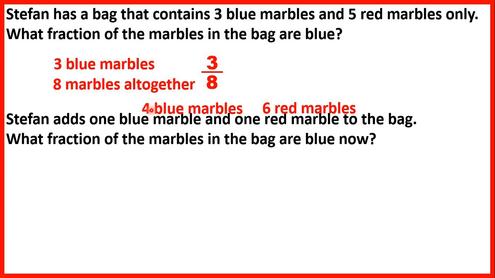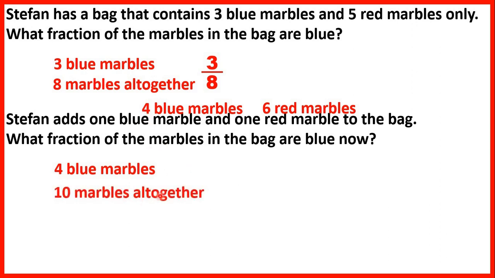So what fraction of the marbles in the bag are blue now? Well, now we have 4 blue marbles, so our numerator will be 4, but we have 10 marbles altogether, because we now have 4 blue and 6 red, and that makes 10 altogether. So our numerator is how many we have, so that's 4. Our denominator is how many there are altogether, so that's 10. So our answer is 4/10.